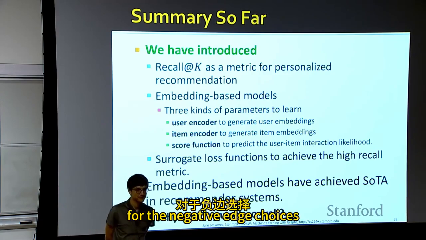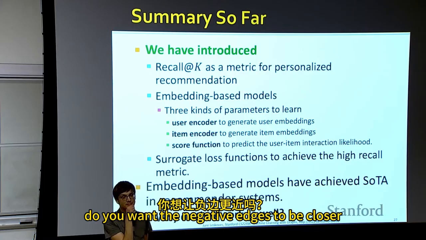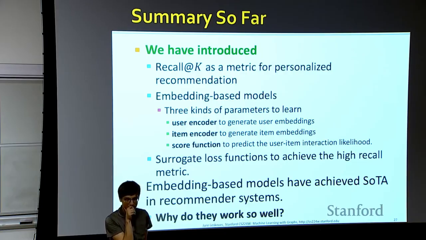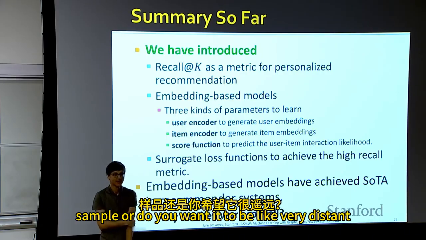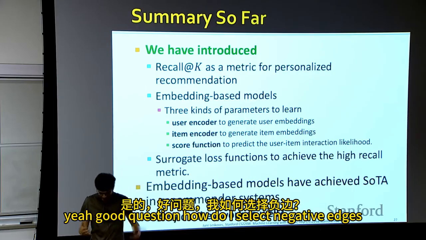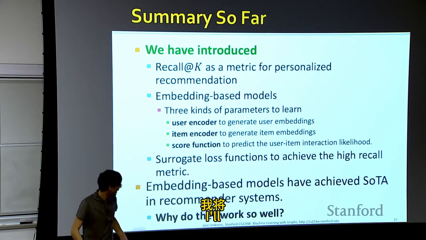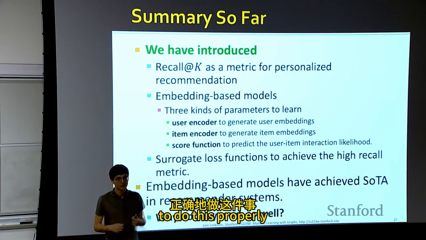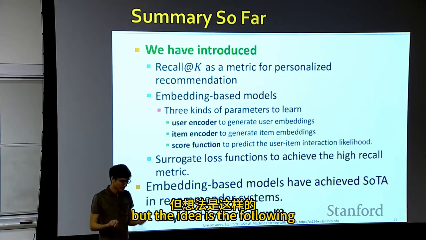Yes? For the negative edge choices, do you want the negative edges to be closer to your required sample, or do you want them to be very distant? Great, good question. How do I select negative edges? I have slides at the end where I'll show you how to do this properly. But the idea is the following.